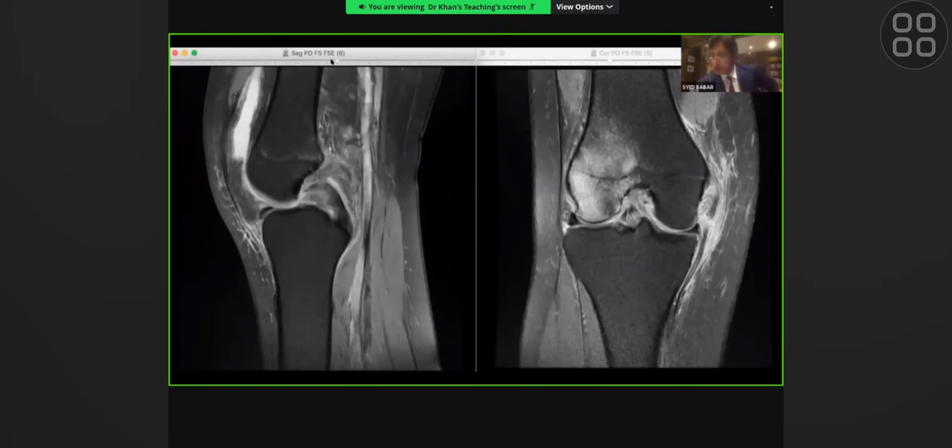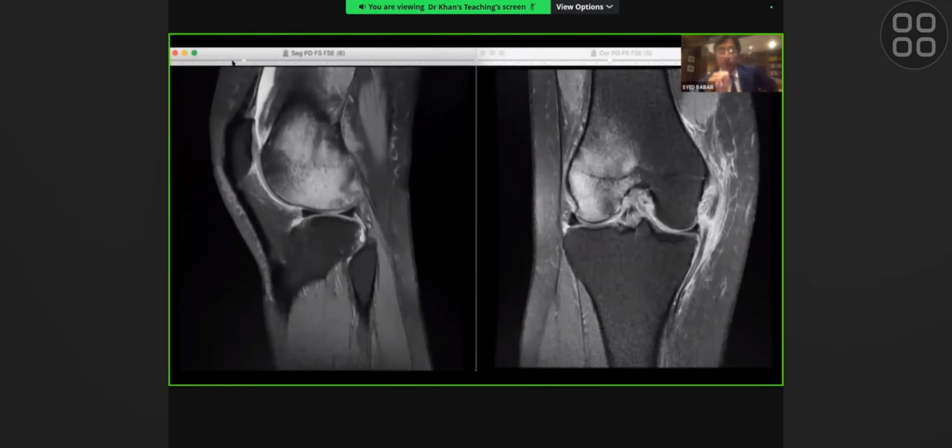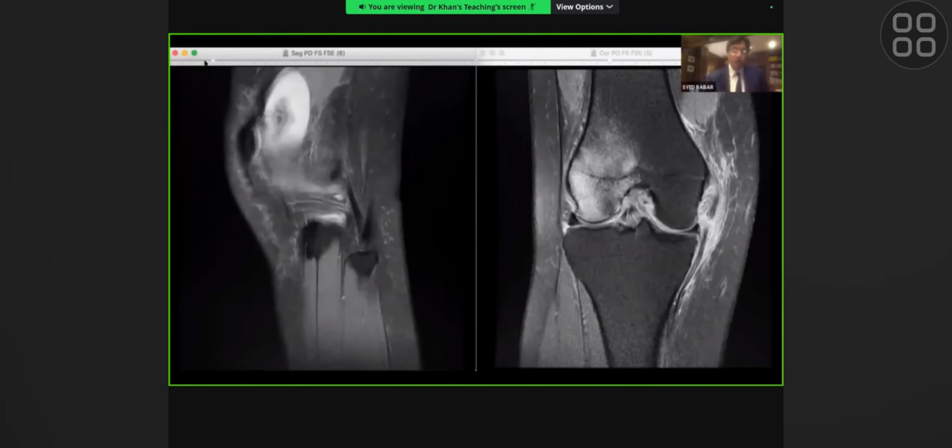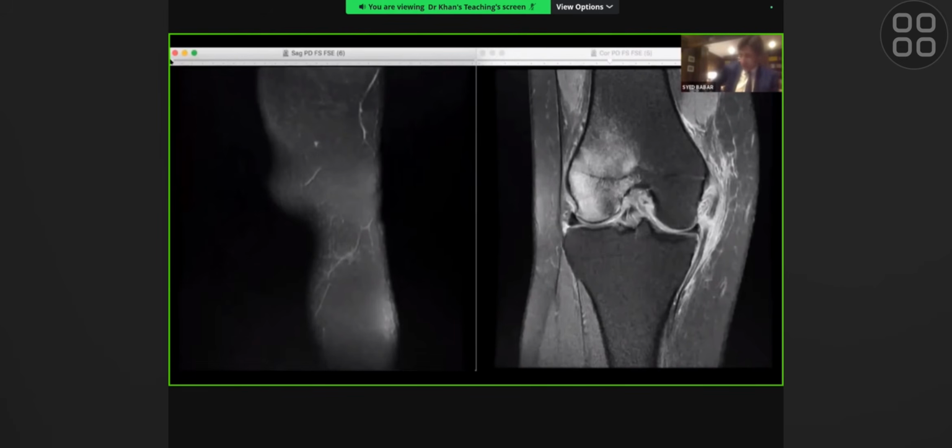I've brought up the same sequences. So this is a 26-year-old, again, with a similar sort of twisting mechanism of injury. And the case is all yours.